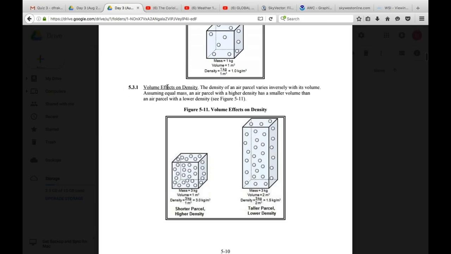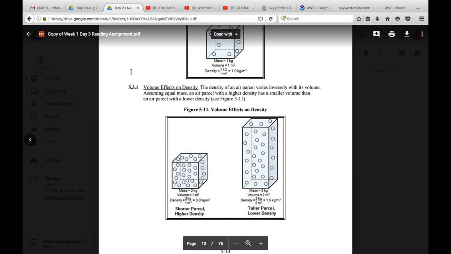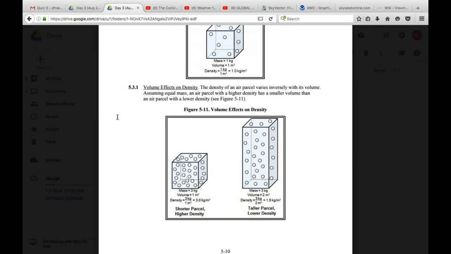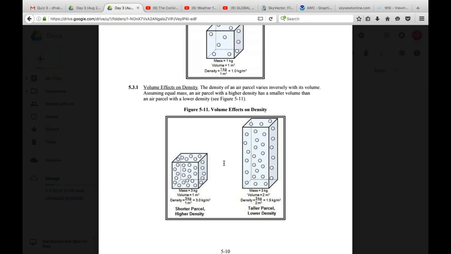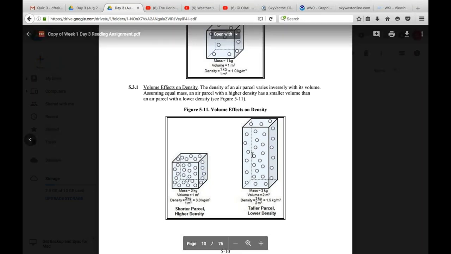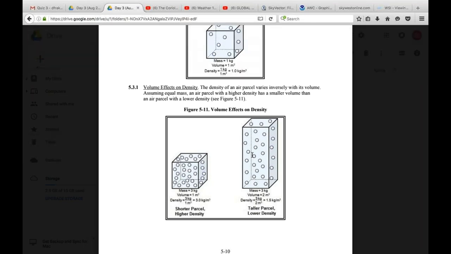Volume's effect on density: the density of an air parcel varies inversely with its volume. So if the volume goes down, the density goes up. So these have the same amount of air in them. Smaller volume, higher density. Higher volume, lower density.